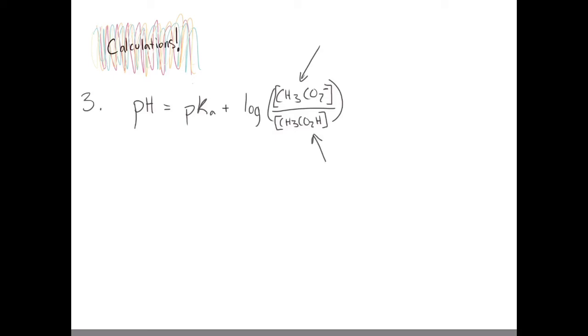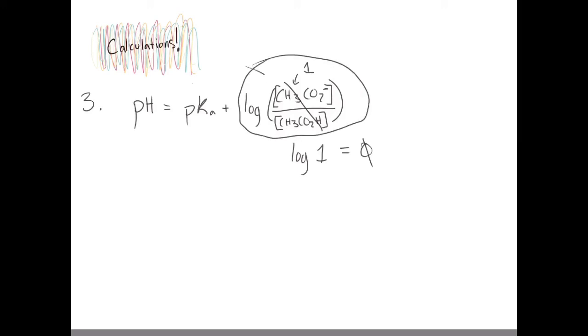All right, so A says, at the half equivalence point, the acetate ion equals the acetic acid concentration. So the log term is equal to 0. Why is that? Because if they're the same number, divided by itself is equal to 1. The log of 1 is 0. So we can cross that whole part out of the equation. Your pH is equal to your pKa at the half equivalence point.